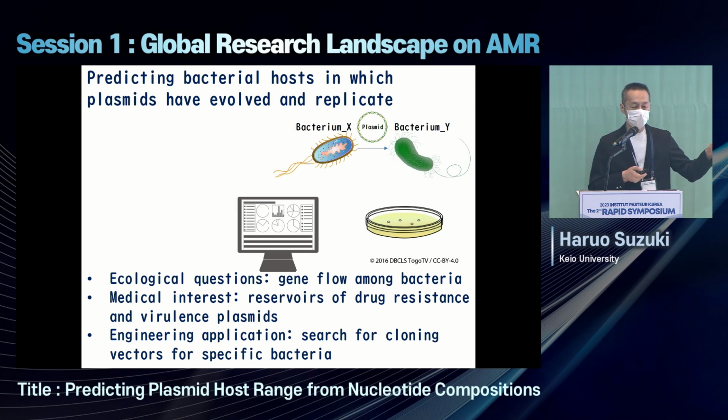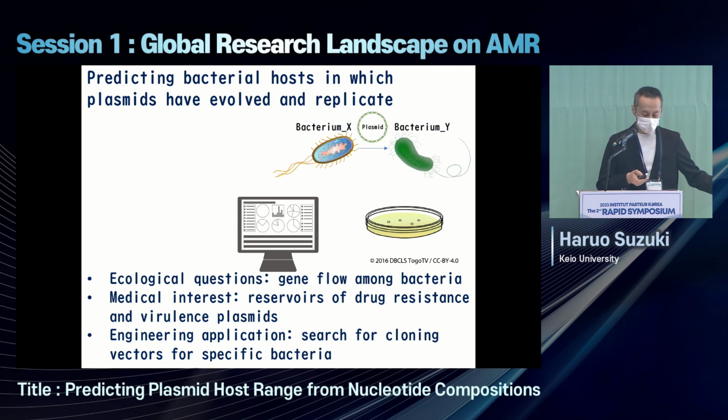This slide shows plasmid transfer from one bacterium to another bacterium. If plasmids transfer, this is a big problem because they can spread antimicrobial resistance between different bacteria in the environmental microbial community. So in this study, we focus on predicting plasmid host range and checking it against experimentally determined transconjugants.